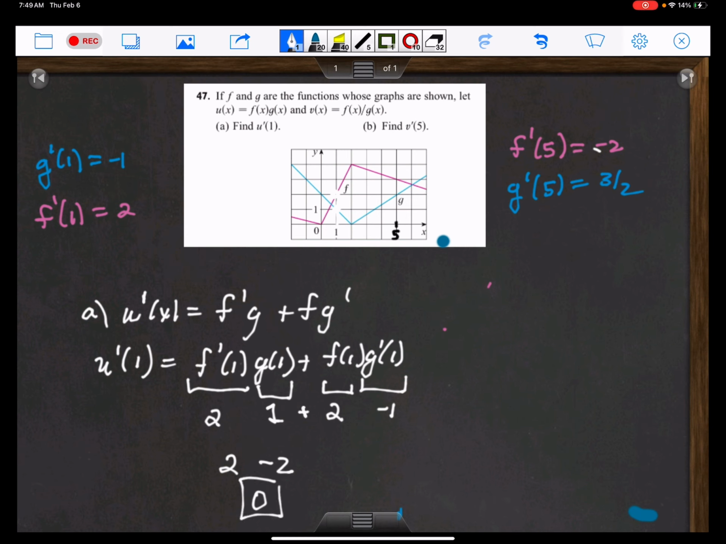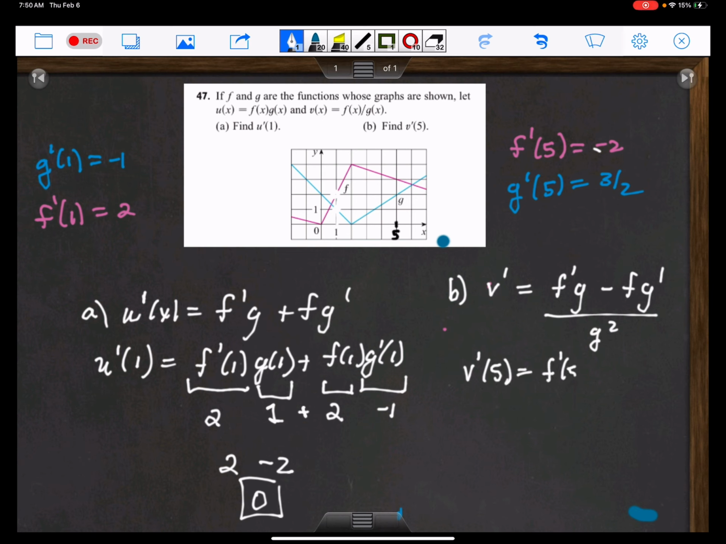All right, for B, it's the quotient. So v is the quotient of f and g. So v prime is equal to f prime g minus f g prime, all over g squared. And so again, we need to plug in our values. So v prime of 5 is f prime of 5, g of 5, minus f of 5, g prime of 5, all over g of 5 squared.